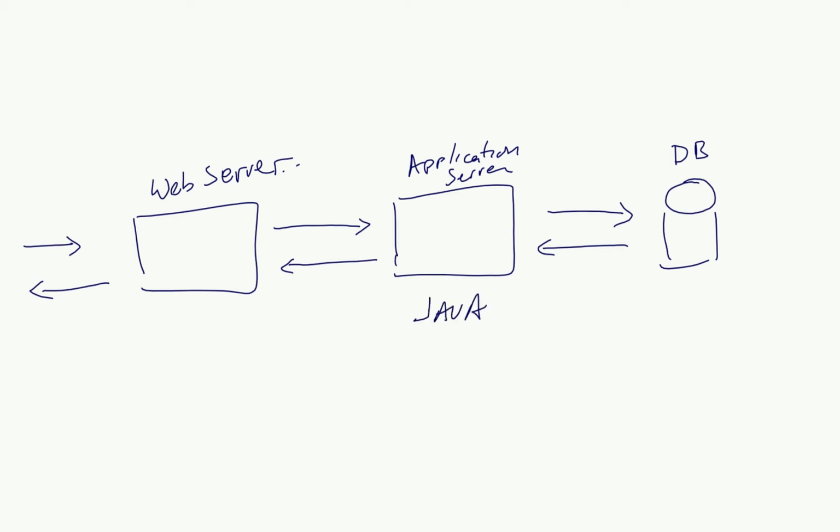In a Java application, the only difference is that this application server is going to be written in Java, and this database can be any relational database. For myself, I use MySQL because it is a low-cost solution for my clients. And then for the web server, I use NGiNX. And NGiNX acts as a reverse proxy.